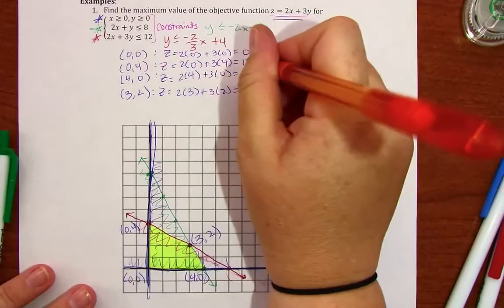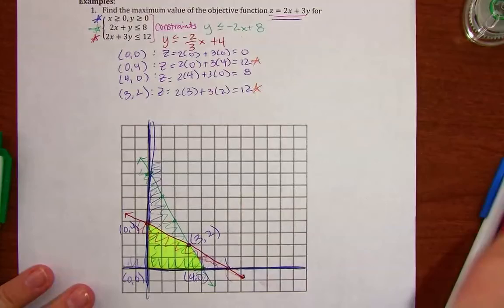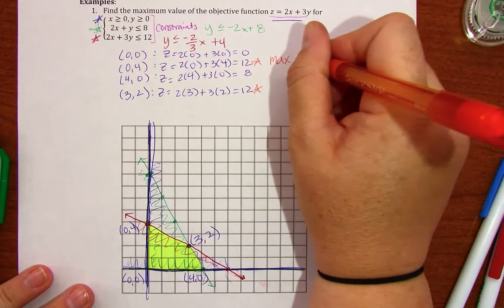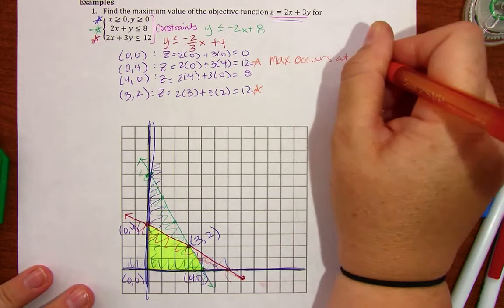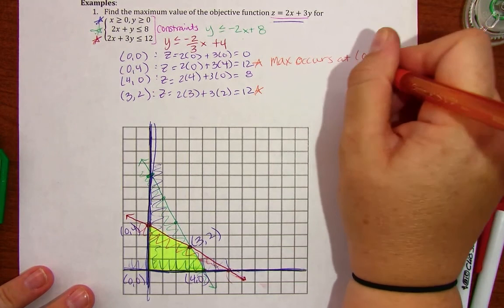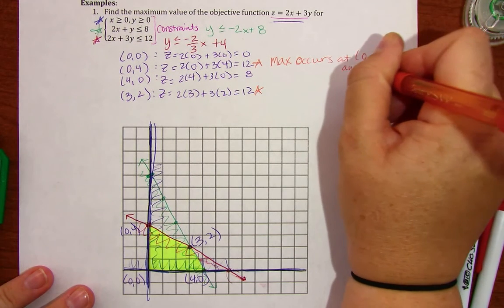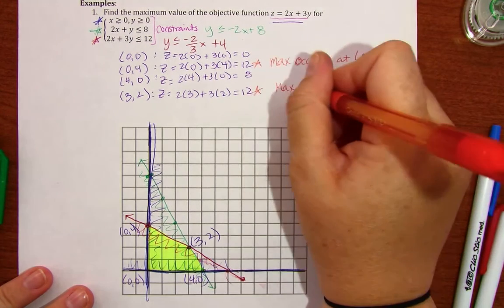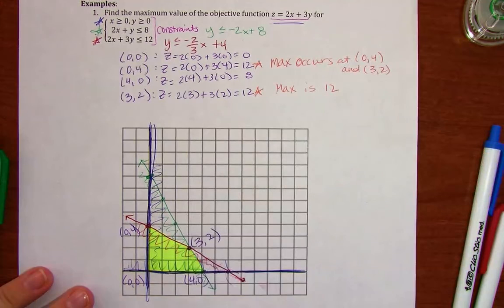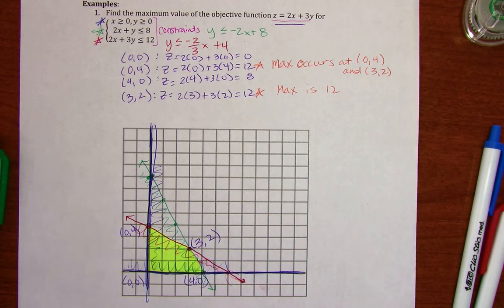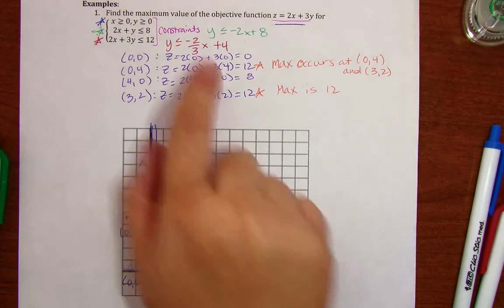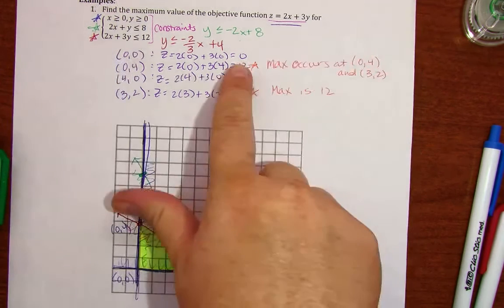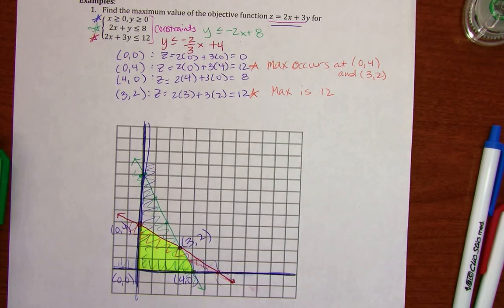So what's interesting about this example is we have two maximums. Now what this is telling us is that our maximum occurs at 0, 4, and 3, 2, and our maximum value is 12. And that's what we're doing with objective functions. You could have a similar problem where it asks for the smallest value. If this equation had asked for the smallest value, then 0, 0 would have been our answer. And that's the end of this section.